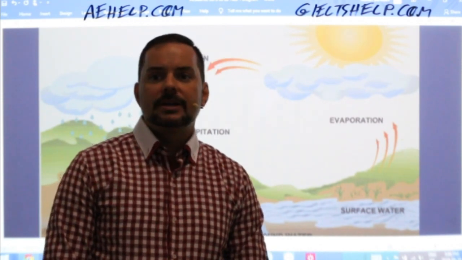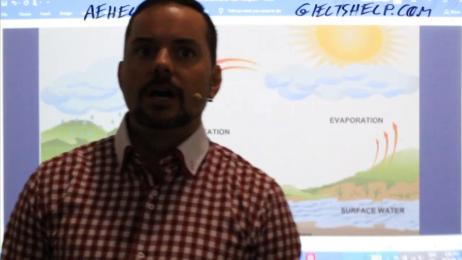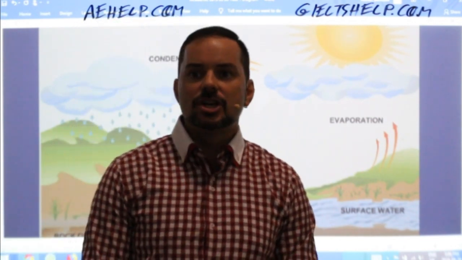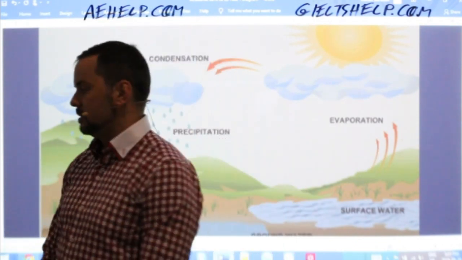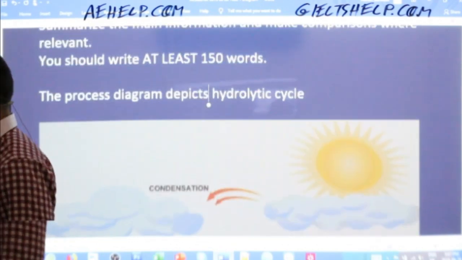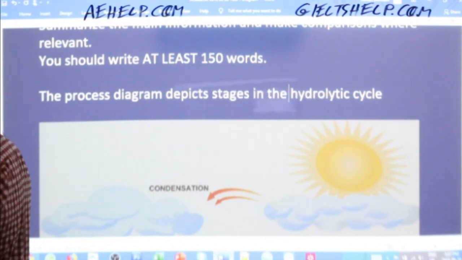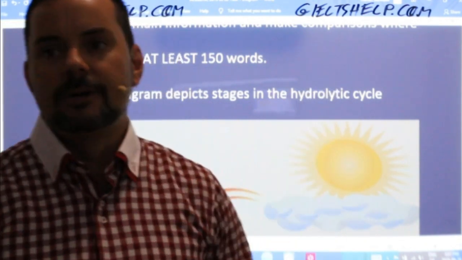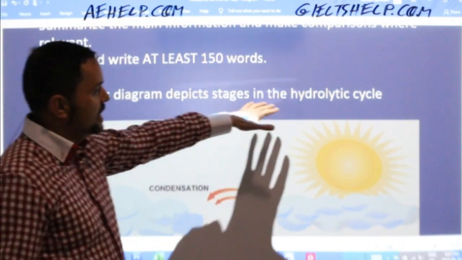Remember your vocabulary here. For those of you who have access to our premium course, you should know this. It's showing the stages or the phases in the hydrolytic cycle. Okay, so that's some good vocabulary. So the process diagram depicts the phases or stages in the hydrolytic cycle. Right like that, you're going to be getting a band 9 with a little gold star by your name. Okay. So the process diagram depicts stages in the hydrolytic cycle.